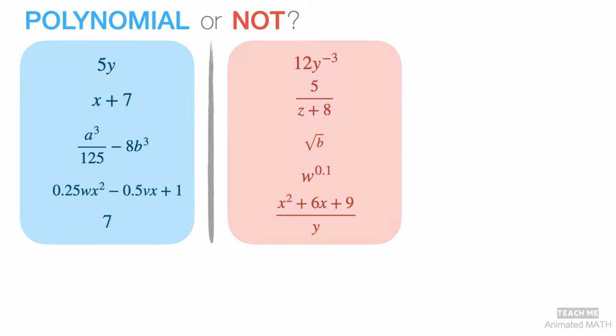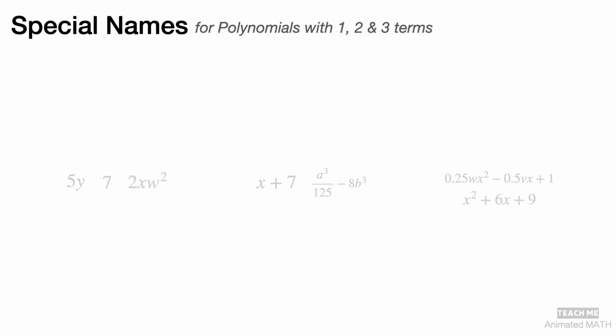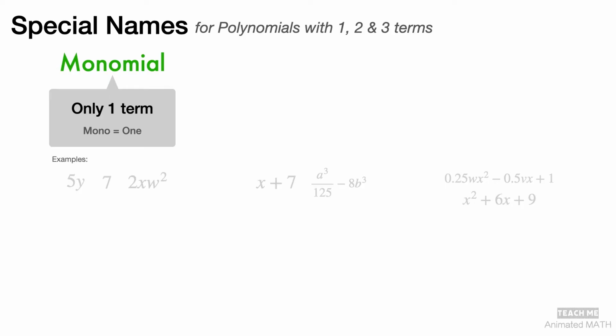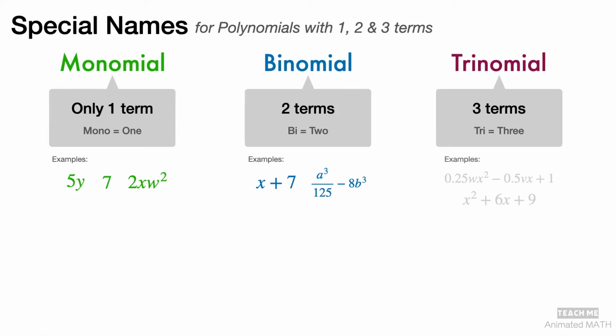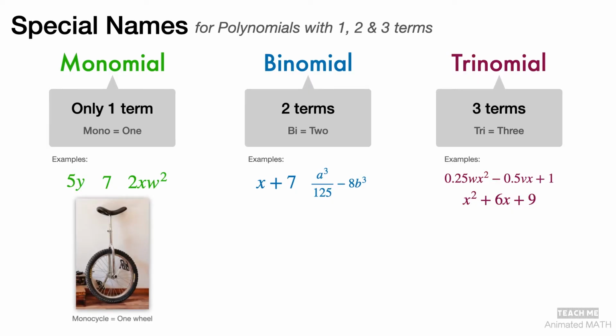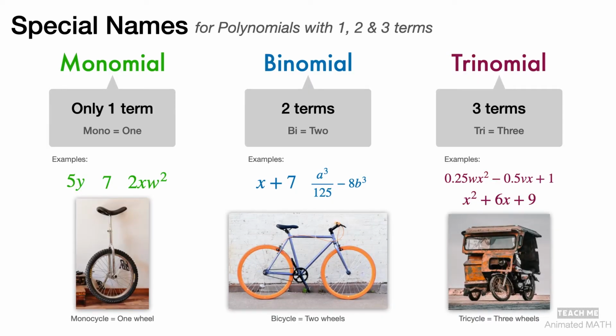Your teachers can also refer to special names for polynomials with 1, 2, or 3 terms. Monomials are composed of only one term, and they might look like these. Binomials are composed of 2 terms, which look like these. Trinomials are composed of 3 terms, which look like these. You can easily remember these special names by thinking of cycles. Be sure to remember them because, who knows, they might show up in your exams.